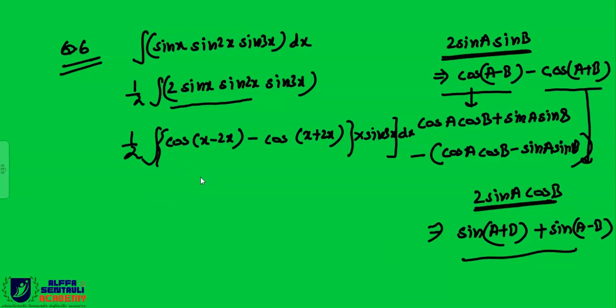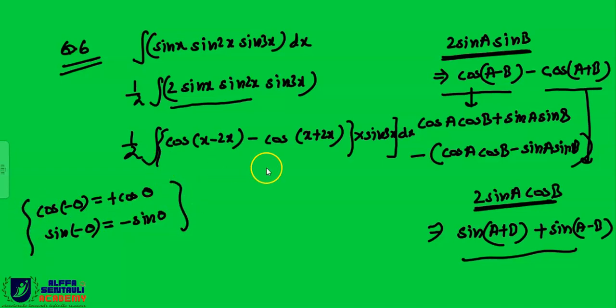Correct, beta? Can you solve this question on your own? Correct? Yes. And remember, this is cos(a minus b). So remember one more thing, cos of minus theta is plus cos theta. But if you see sine of minus theta, you will get minus sine theta. Correct? So remember this and solve this question. Correct?